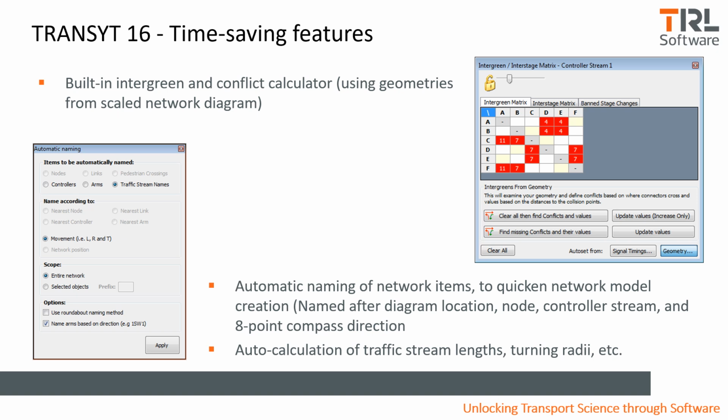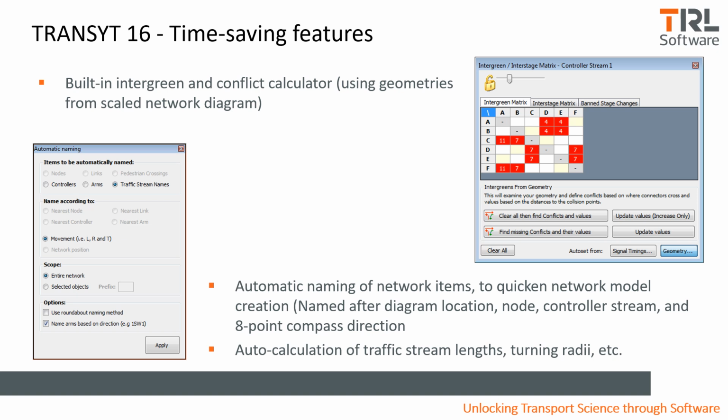You can specify the movements, so that allows the traffic stream names to populate with L, R and T for the left, right and through. It's particularly useful to identify which traffic streams are providing which movements within your network. And you can also specify things based on the 8-point compass direction as well if you want as an alternative.